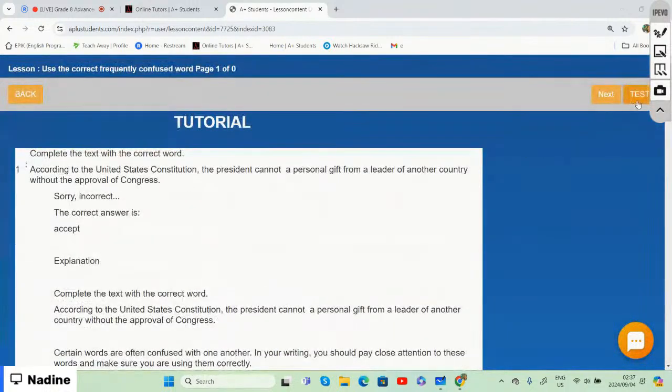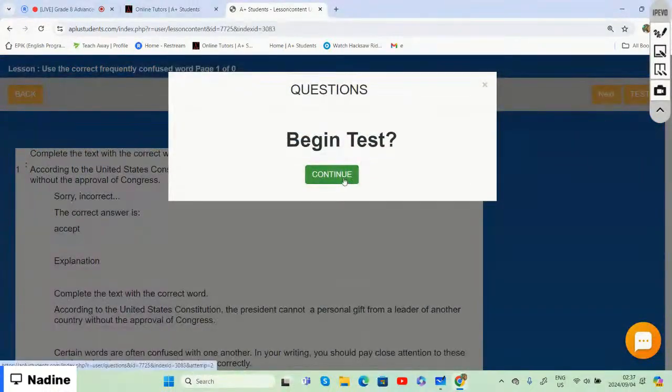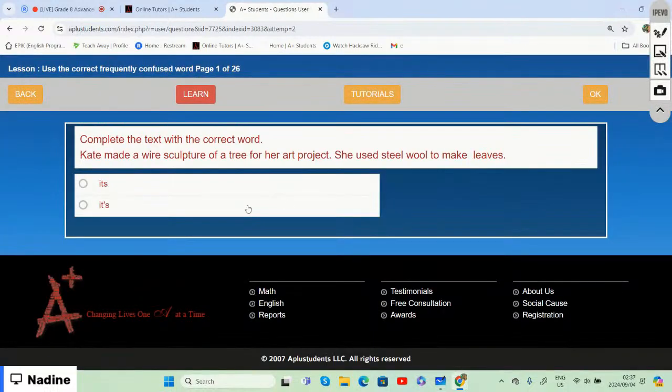All right, so now we're going to do our test where we are going to use the correct frequently confused word. We're going to be using the proper word.